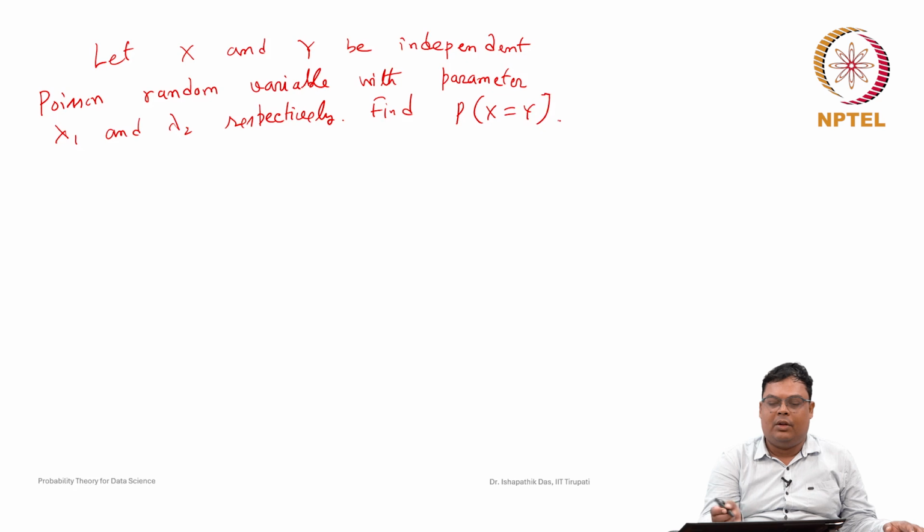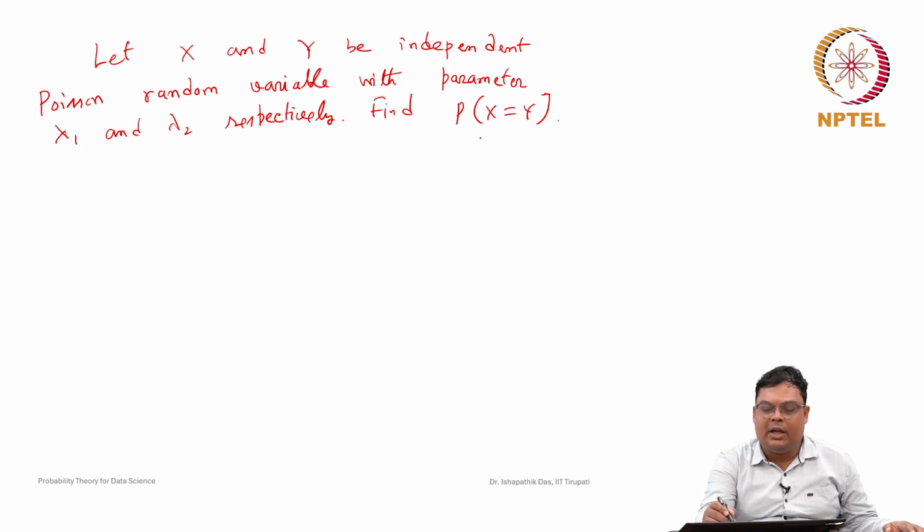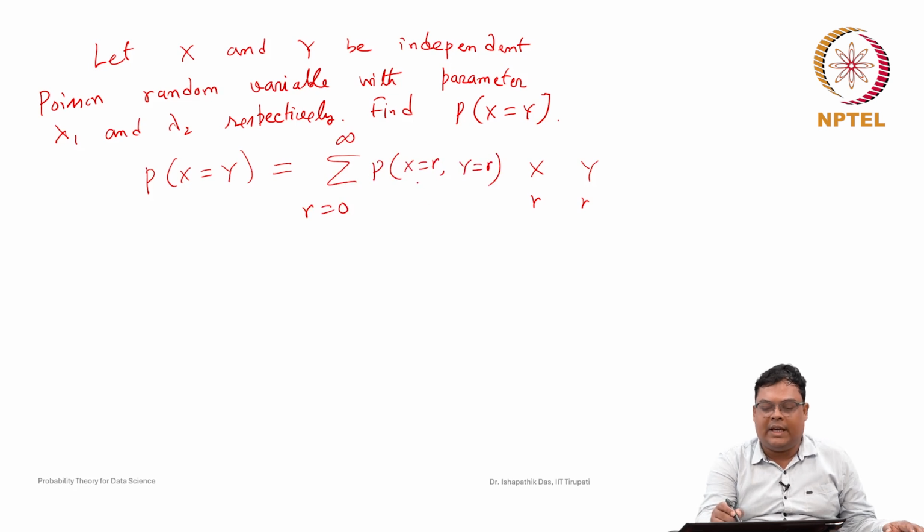How can we find that? We could find the distribution of Z, the probability mass function of Z where Z is equal to X plus Y. But here it is asked for the probability that X is equal to Y, and because they are independent, we can use that independence. If X takes some value r, then Y also has to take r. So this is the summation over r equal to 0 to infinity of the probability that X is equal to r and Y is equal to r, where the comma means intersection, both have to be the same.